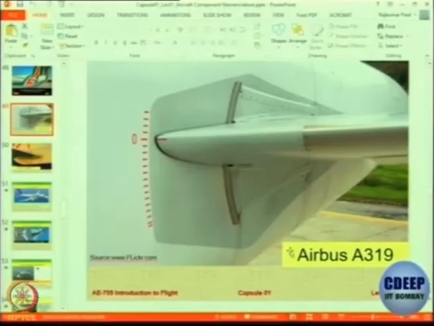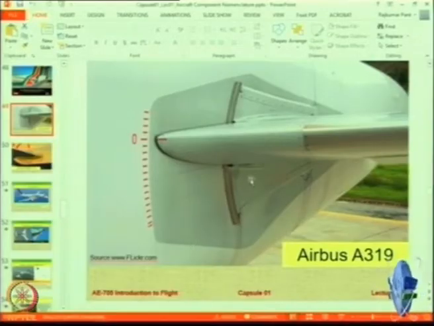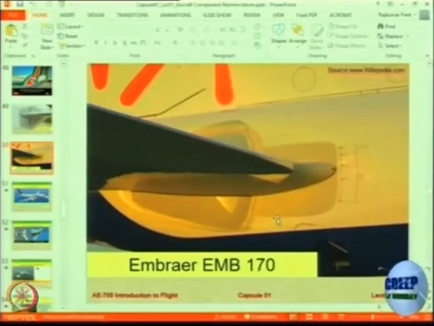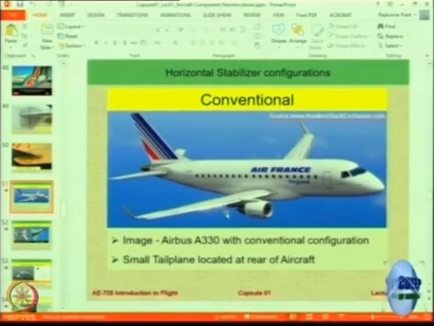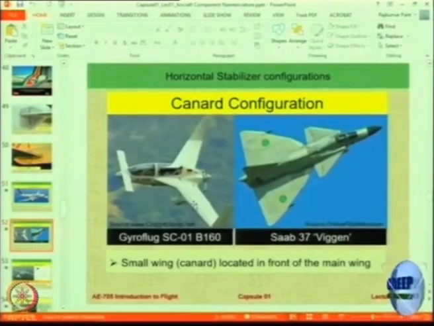See the close up of the Airbus A319 with these positions at which the pilot or the flight operator can prefix it. And this is on Embraer EMB-170. Again, you have up and down controls on the angles. This is conventional, where you have a tailplane here and the wings here. You could have a canard, in which the tail is in the front, like this or like this.